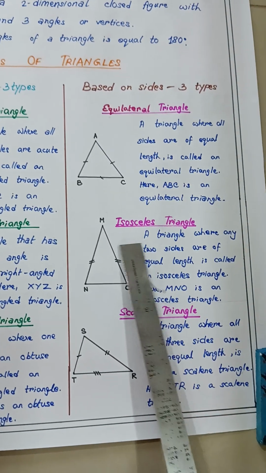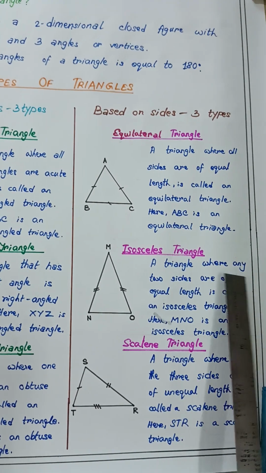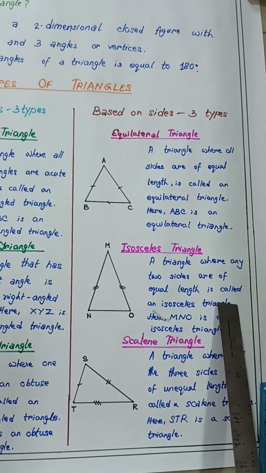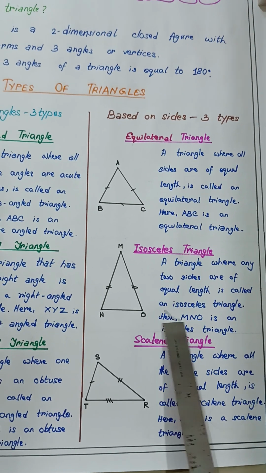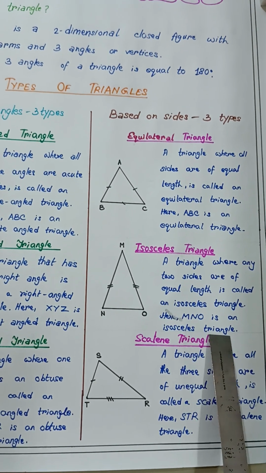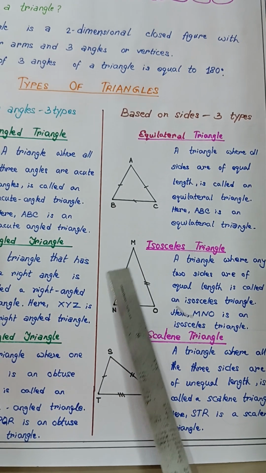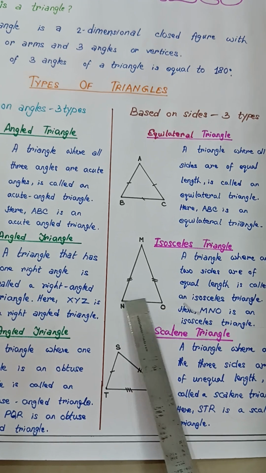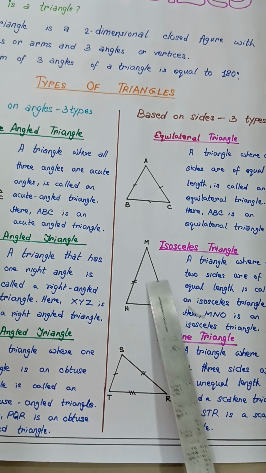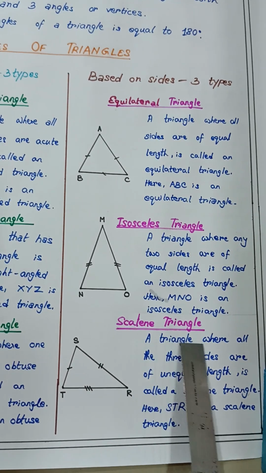Followed? Next, isosceles triangle. A triangle where any two sides are of equal length is called an isosceles triangle. In the figure, MNO is an isosceles triangle. Students, in this figure, MN is equal to the straight line MO, and that's why it is called an isosceles triangle. Next is the scalene triangle.